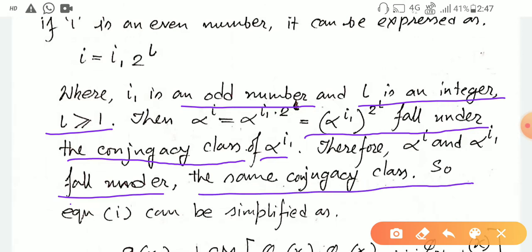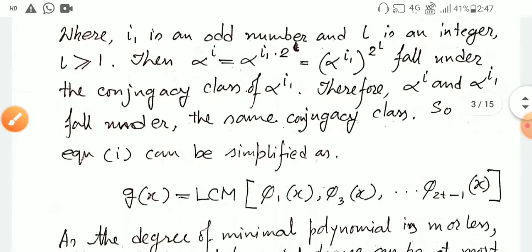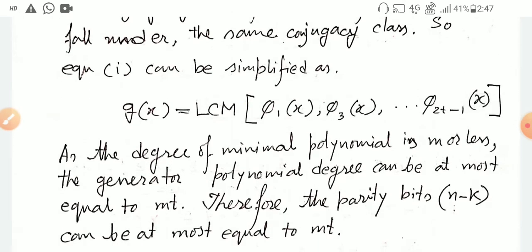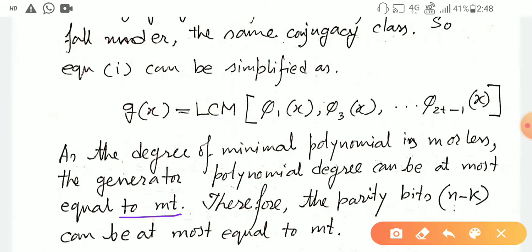So equation number 1, the g of x, can be specified as g of x equal to phi 1 of x, phi 3 of x, up to phi 2t minus 1 of x. As the degree of the minimal polynomial is m or less, the generator polynomial degree can be at most equal to mt. Therefore, the parity bits n minus k can be at most equal to mt.